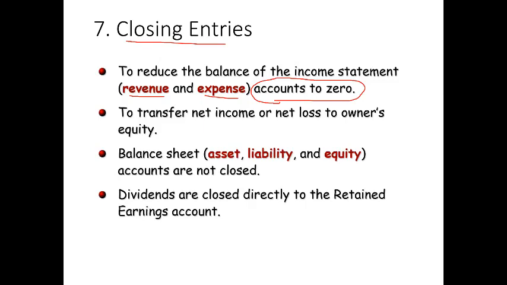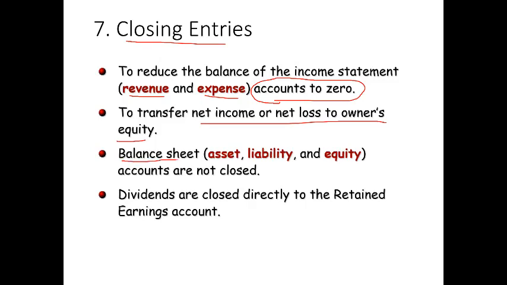2020 is over. For 2021, we have to start over again and start recording revenue and expense for 2021. And we have to start over at zero. So how do we get revenue and expense back to zero? Well, we have to close all the accounts out and transfer net income or net loss to owner's equity via retained earnings.